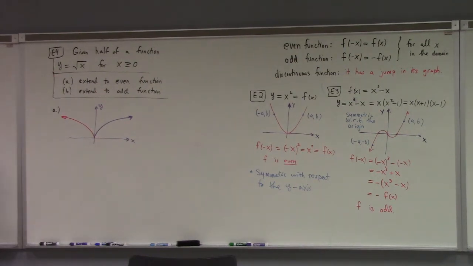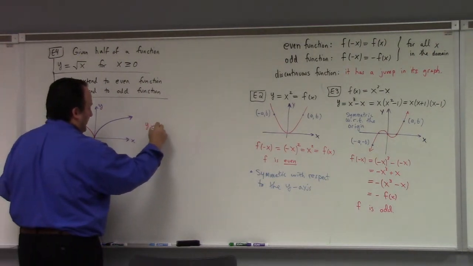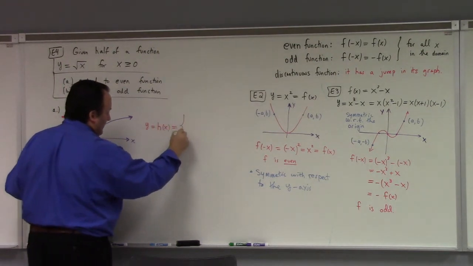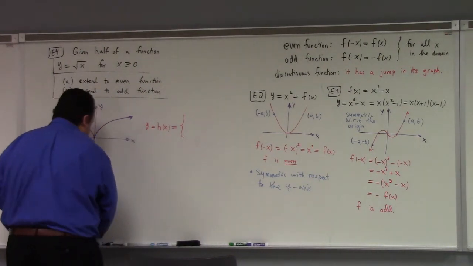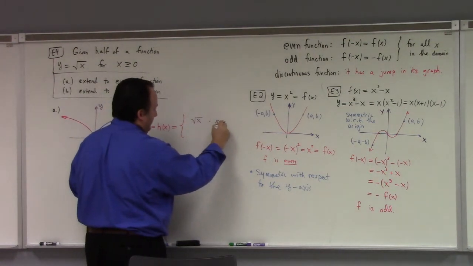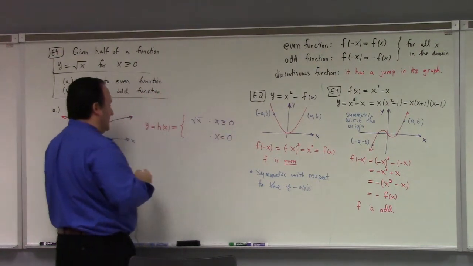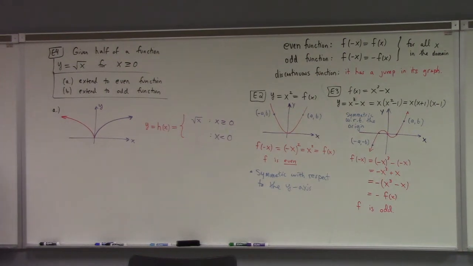What's its formula? If I call this y equals, let's say, h of x, it's got two cases. Case one, we've got square root of x for x greater than or equal to 0. But there's a case 2, for x less than 0. What's the formula for over here? What's the formula for the red part? Can you guys tell me?